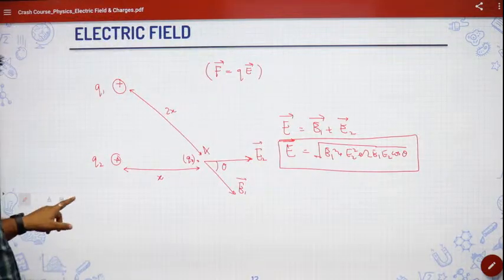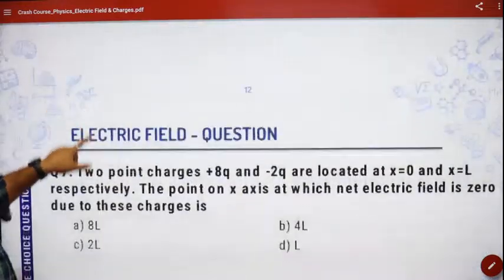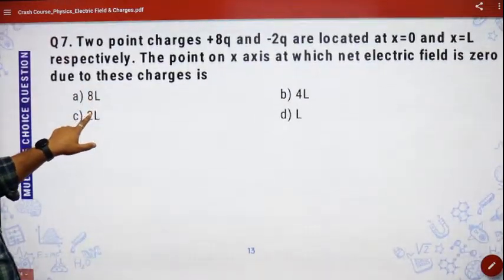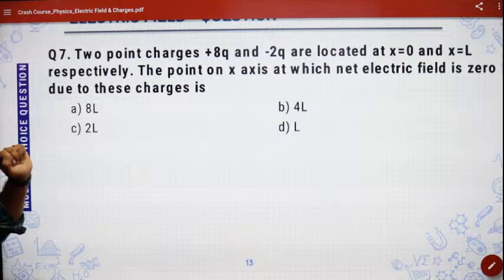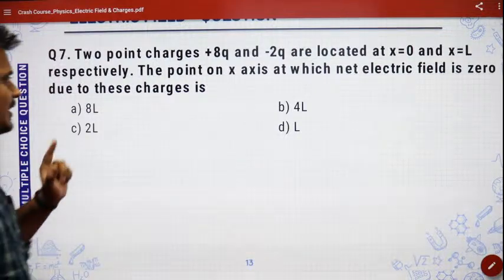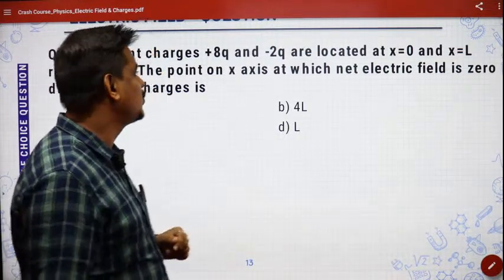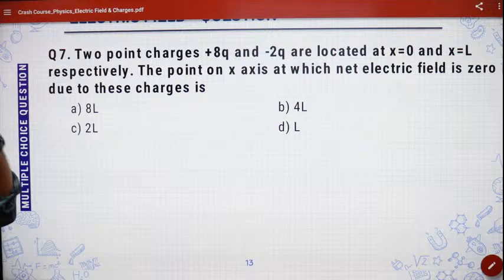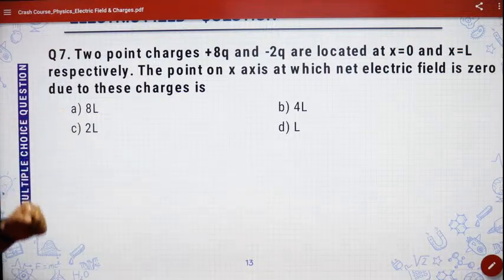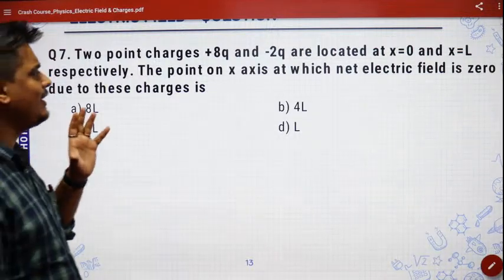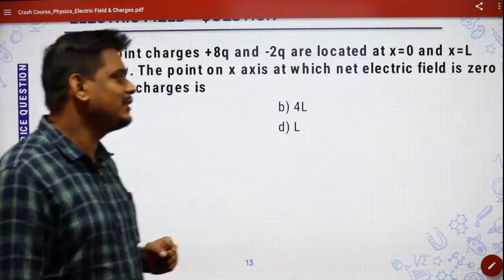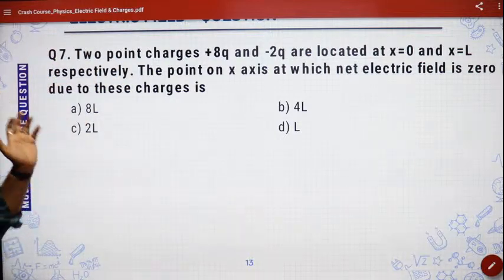Right. So if I go to the next topic now, after learning about electric field, let us take a question from the electric field. The question says like this: two point charges plus 8q and minus 2q are located at x is equal to 0 and x is equal to L respectively. Find the point on the x-axis at which the net electric field is 0 due to these charges.